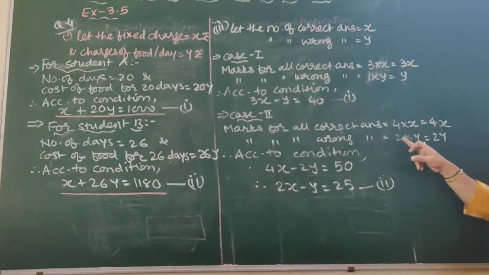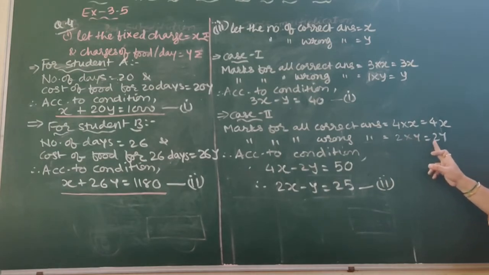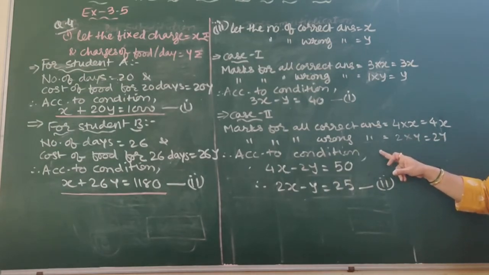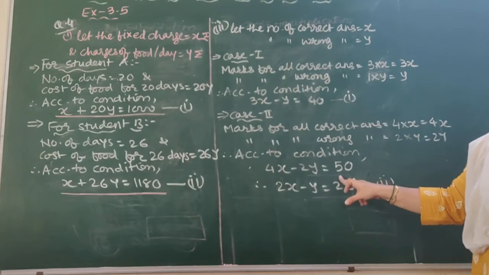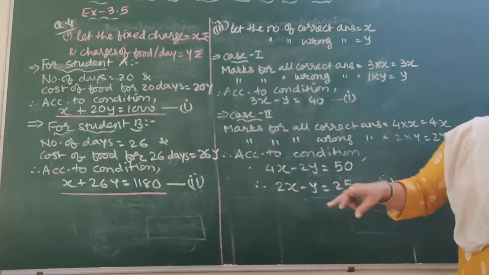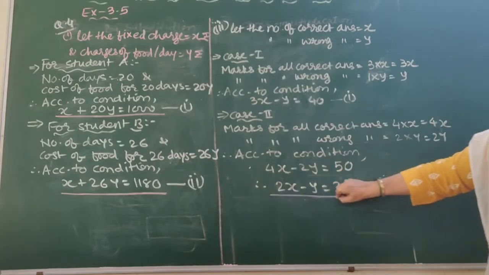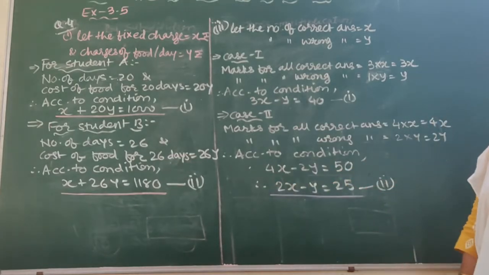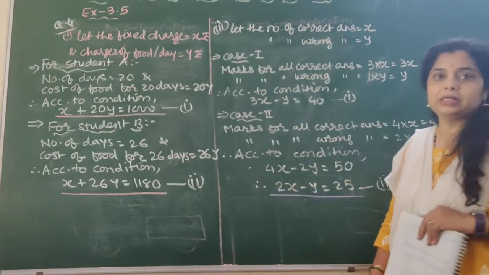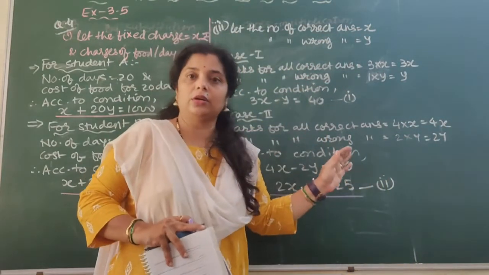As he deducts 2 marks for the wrong answer, it is 2y. And according to the second condition, 4x minus 2y is equal to 50. If you take out 2 as a common factor, finally we get the second equation: 2x minus y is equal to 25. I hope it is clear in your mind about the steps regarding the third question.